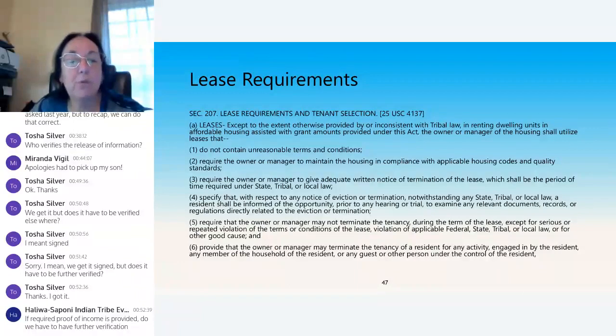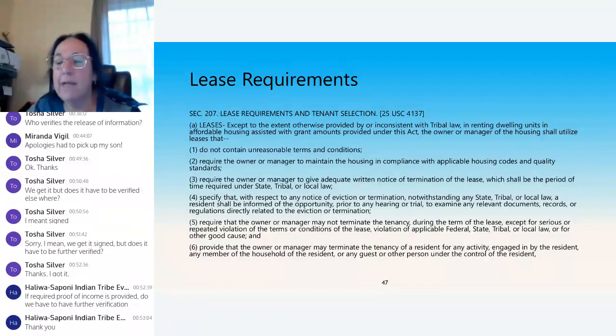If required proof of income is provided, do we have to have further verification? No, you use the verification form, use the HUD one, and then you're allowed to go verify their income utilizing that form.